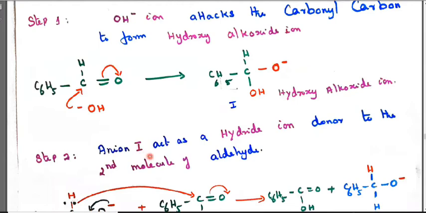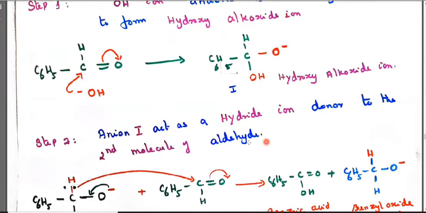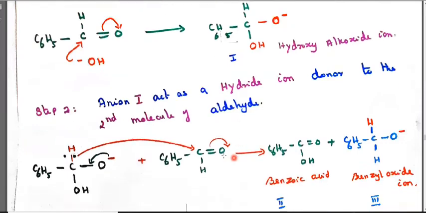In step 2, anion 1 acts as a hydride ion donor to the second molecule of aldehyde, because this hydrogen takes the bonded electrons toward itself, so it becomes a hydride ion. The minus ion is called hydride ion. Each bond contains 2 electrons. When the minus gets pushed in, this hydrogen goes with the electrons. Here is another molecule, C6H5CH double bond O. One of its bonds is shifted to oxygen. So immediately this hydride ion donor attacks the second molecule of benzaldehyde.